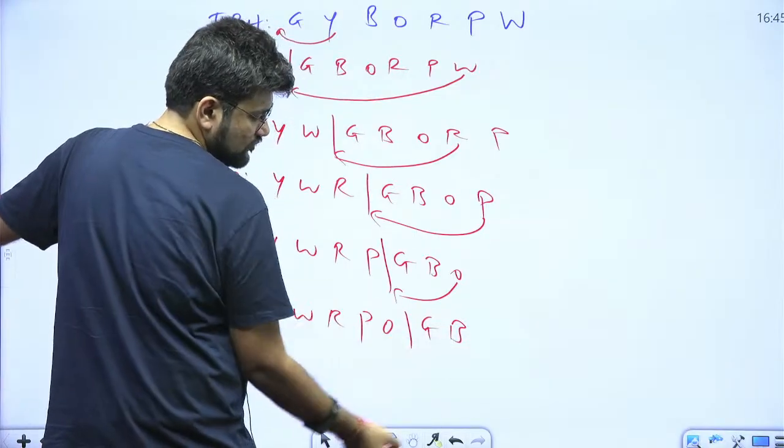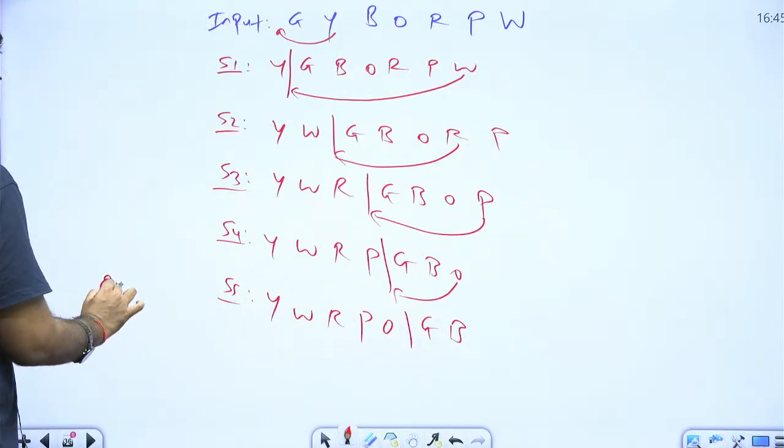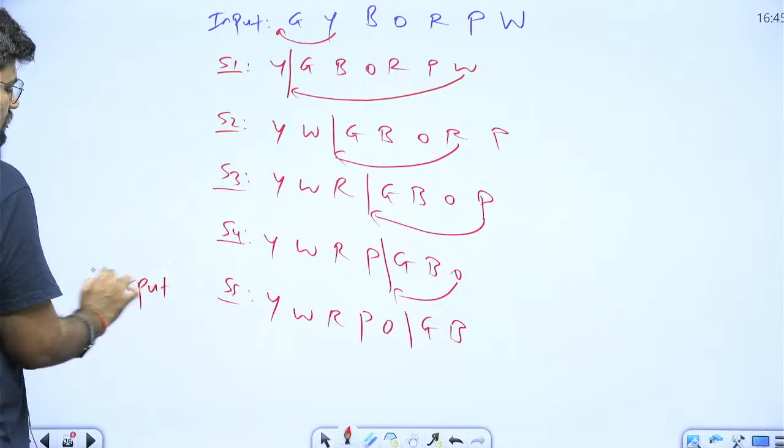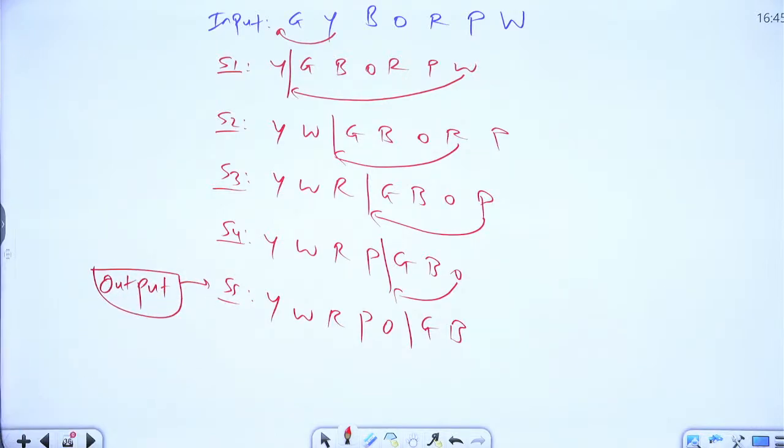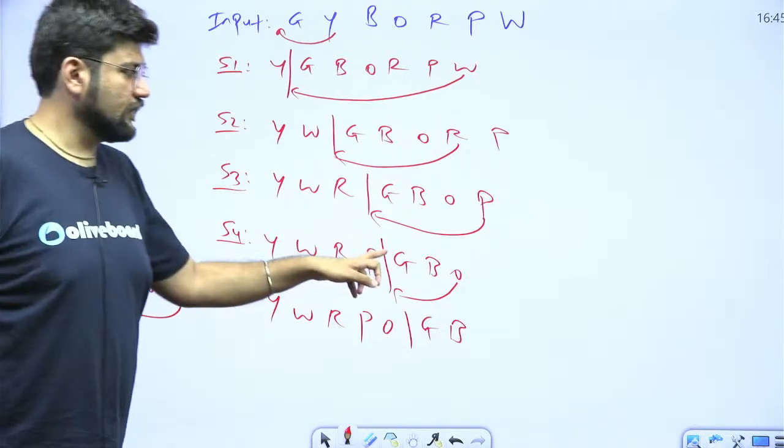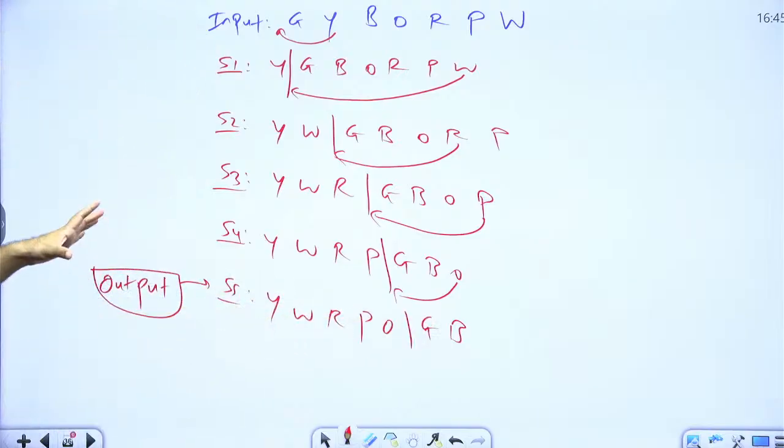And this is auto arranged already. This is my output step. Got it? Okay. This was auto arranged already, so this is my output step. So in 5 steps, I got my output.